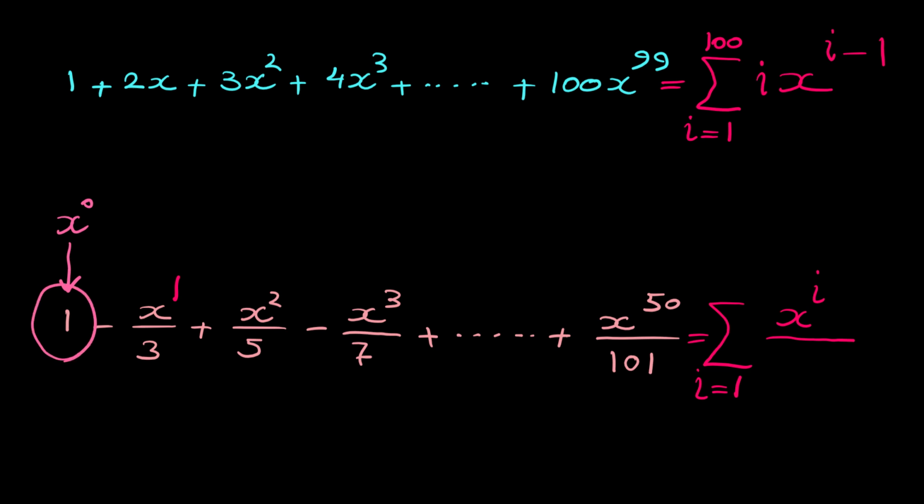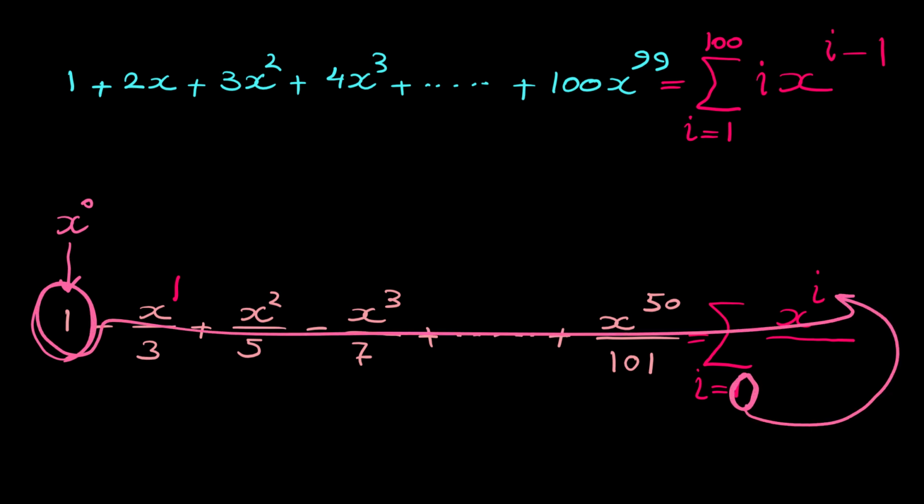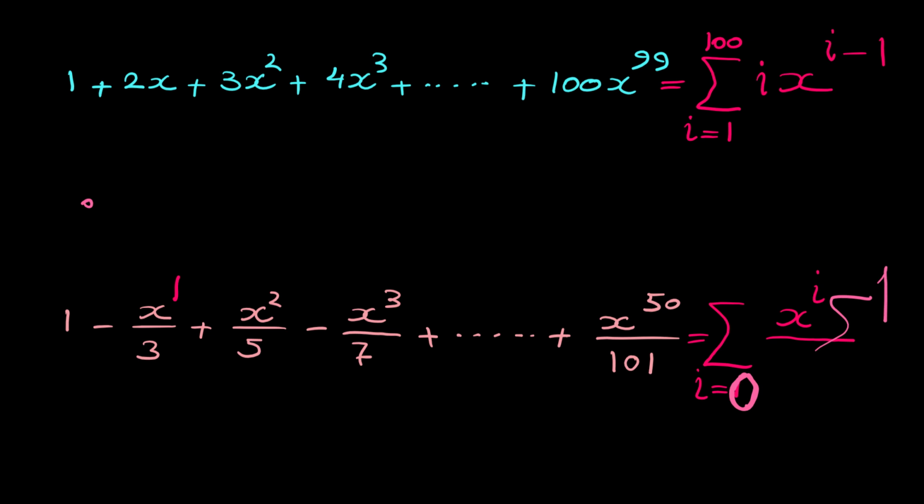How can we fix this? You have two choices. Either change this to 0, then this covers x to the 0, which is this term. The other way is to subtract 1 from I. Let me show you this way, then I will show you the other way. So let's fix this. We fix the power and change the power from I to I minus 1.